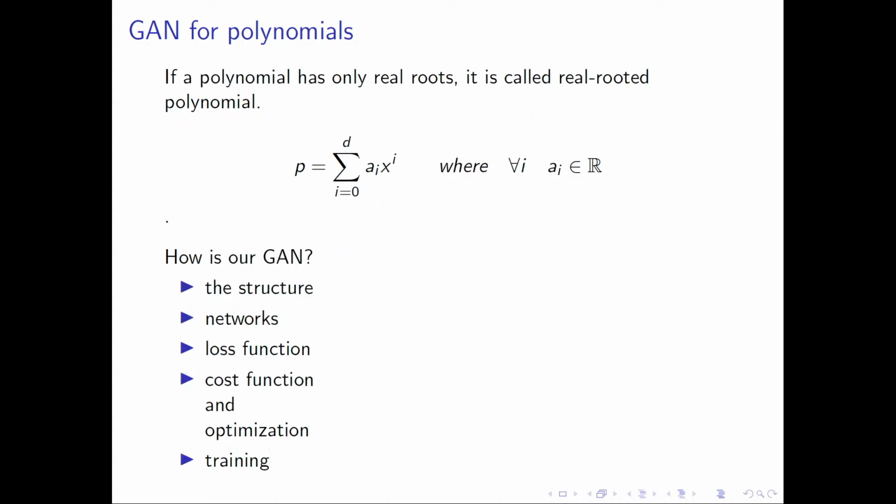Okay, then, how is our GAN? What is the structure of our GAN? How are our networks, loss function, cost function, and optimization? And then I will talk about the training part. This is similar to what Goodfellow and colleagues suggest, but we have some differences. Here, we mix and combine the data. For example, I will explain why we did it.